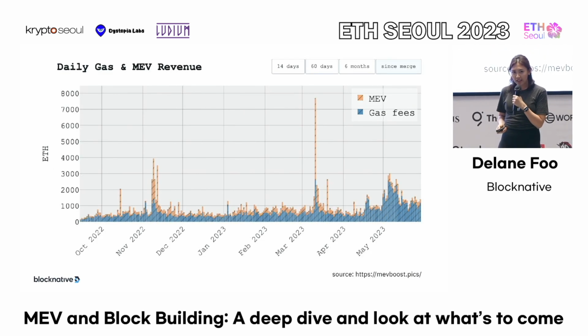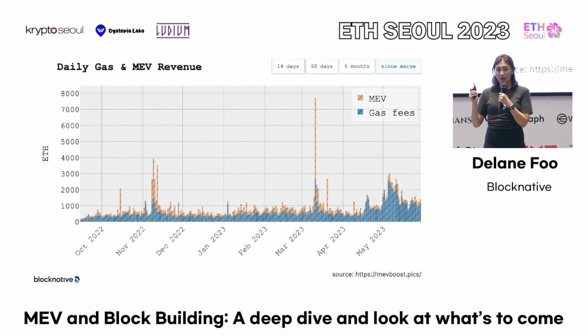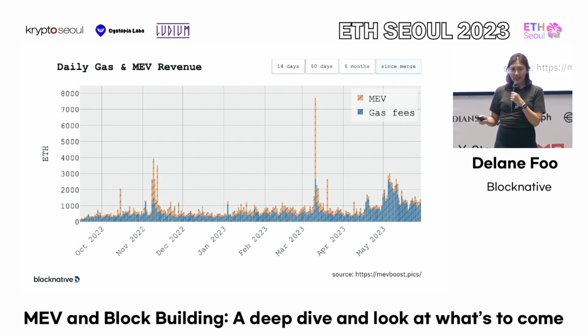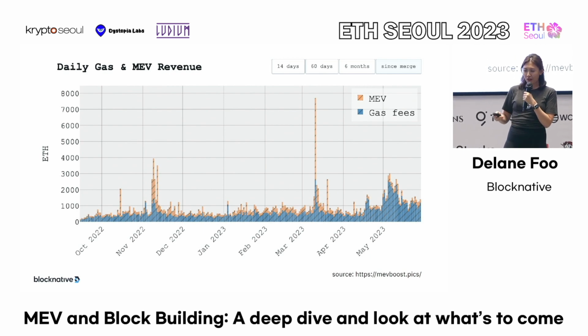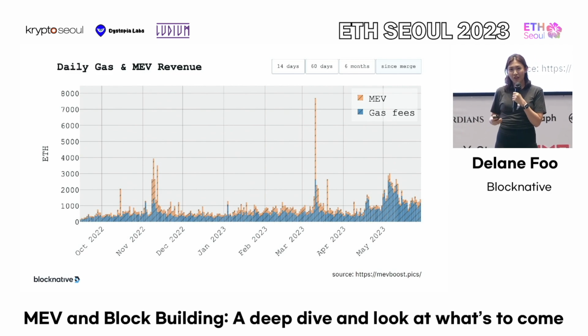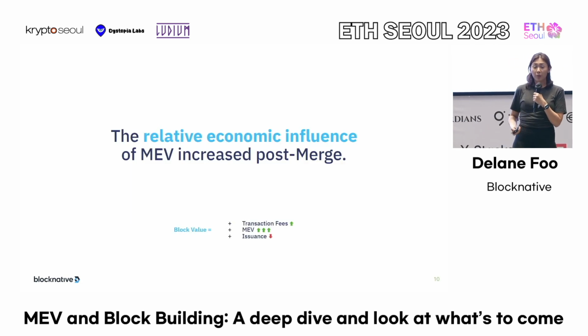If you look at daily gas and MEV revenue, with the orange bar being MEV and the blue bar being gas fees, you can see that it's not just the daily average of MEV that's increasing. You can also see that in certain events after the merge, the MEV revenue really spikes up, with some days of MEV revenue even accounting for multiple days. So that's pretty wild and a very interesting development. Overall, the relative economic influence of MEV has really increased post-merge.